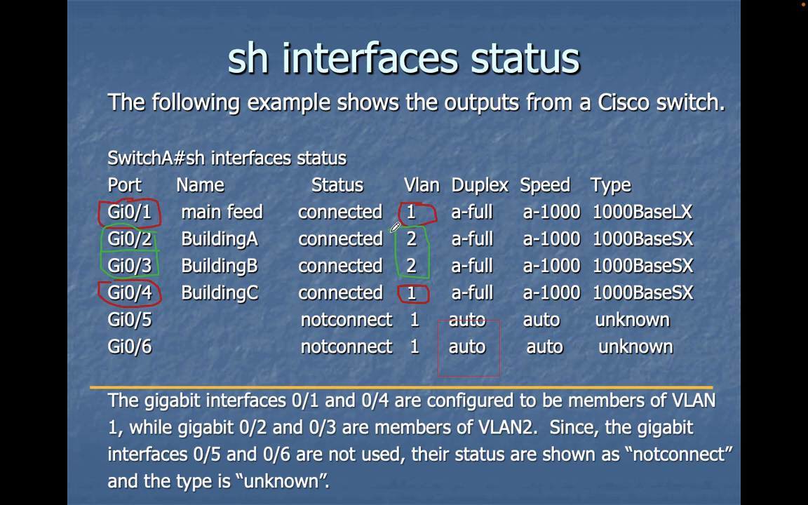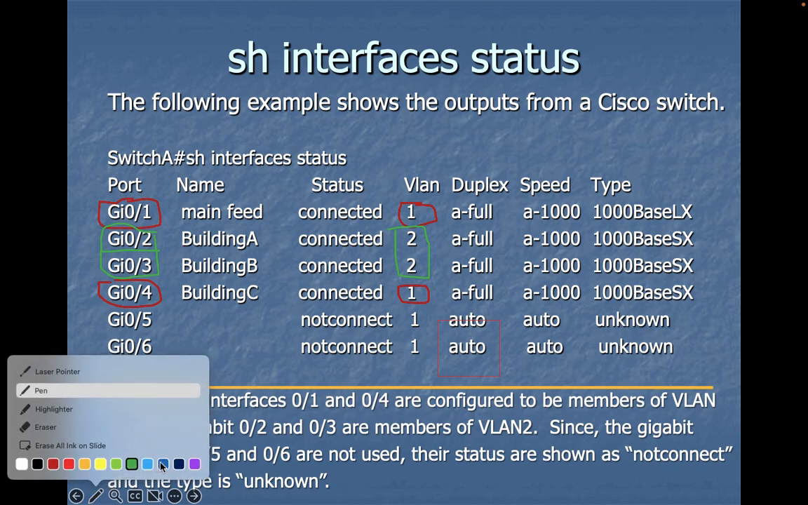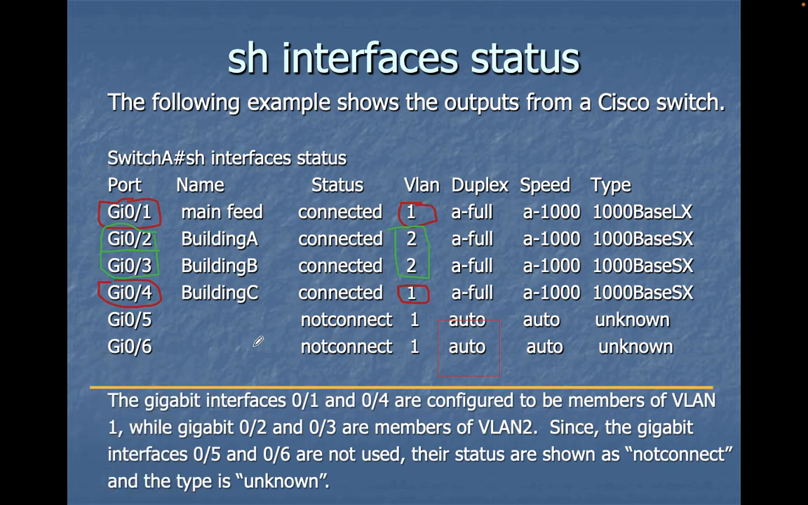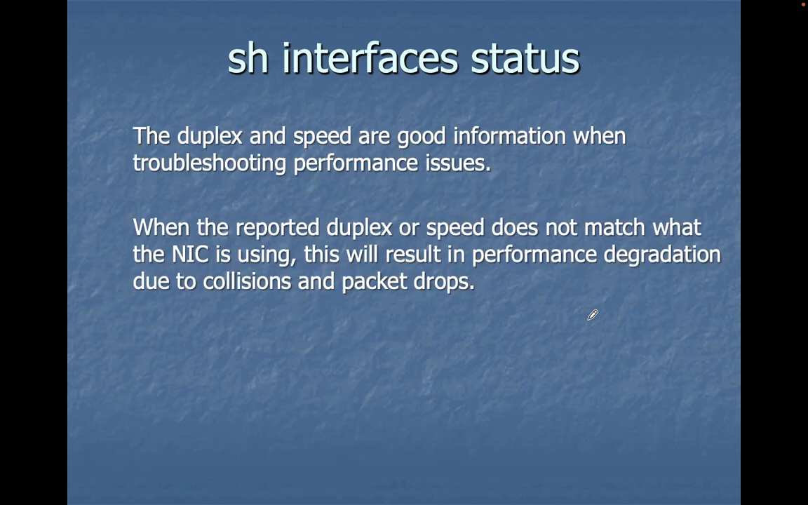Since gigabit interface 5 and 6 are not used, their status is shown as what? Not connected. Look at it, gigabit 5 and 6, their status is not connected. And then the fiber mode type is unknown. We won't know because it's not connected. We can't know that. It remains unknown. Okay, now let's move on to show interface status.